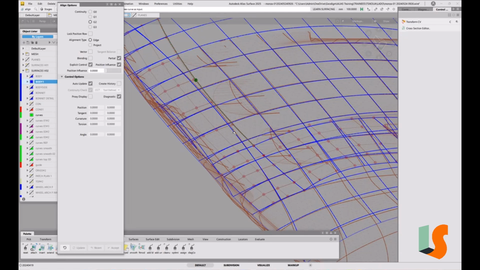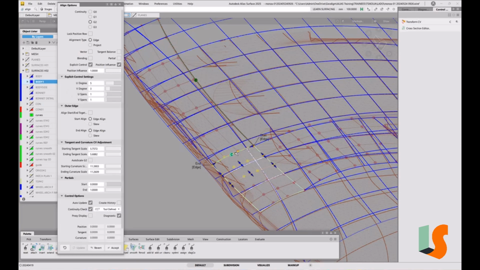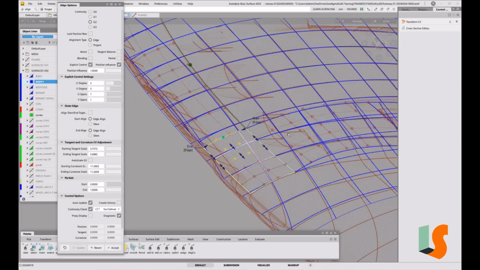So we then need to align this one. This one is definitely an edge. It's not partial. It's going to be position influence of 1 because we want the CVs to join up exactly. And that should be a microscopic change. We can just go into proxy display and check, but absolutely microscopic.